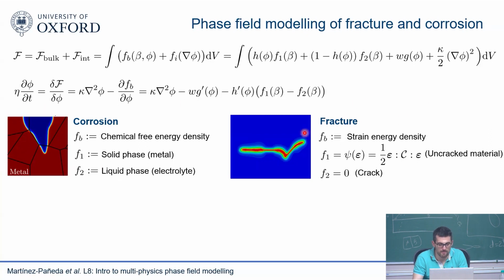In fracture, the bulk energy is the strain energy density. In phase 1, that is the uncracked material, that corresponds to the strain energy density. And in phase 2, it corresponds with the crack. It's 0. In the crack, we carry no load, so the strain energy density in the crack is 0. So it's the same approach. We interpolate between two quantities, but in fracture, the two phases are the crack phase, where they have no strain energy density, and the uncracked phase, where you have the strain energy density.